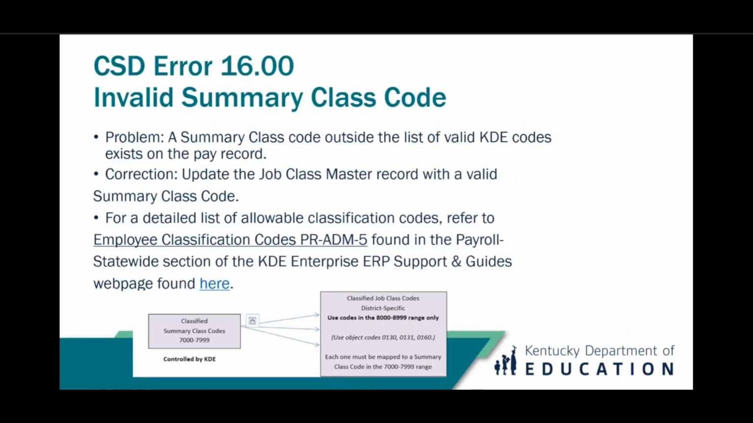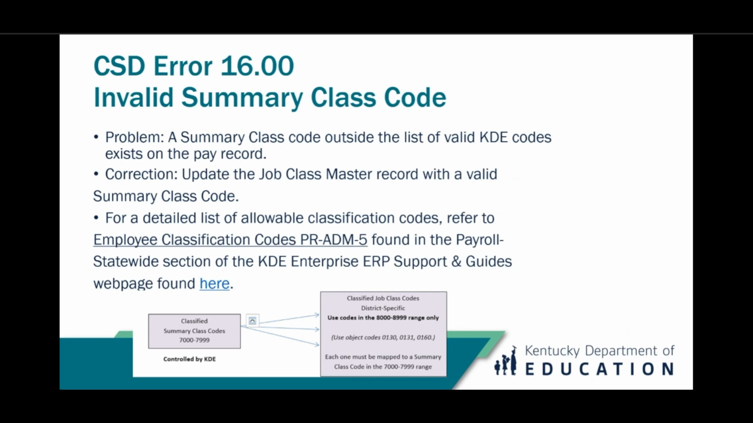So error code 16, an invalid summary class code. The problem here is that a summary class code outside the list of valid KDE codes exists on the pay record. The correction here is to update the job class master record with a valid summary class code. You can actually go out and create a summary class code. I've tested it and you can do that, and you absolutely should not be.